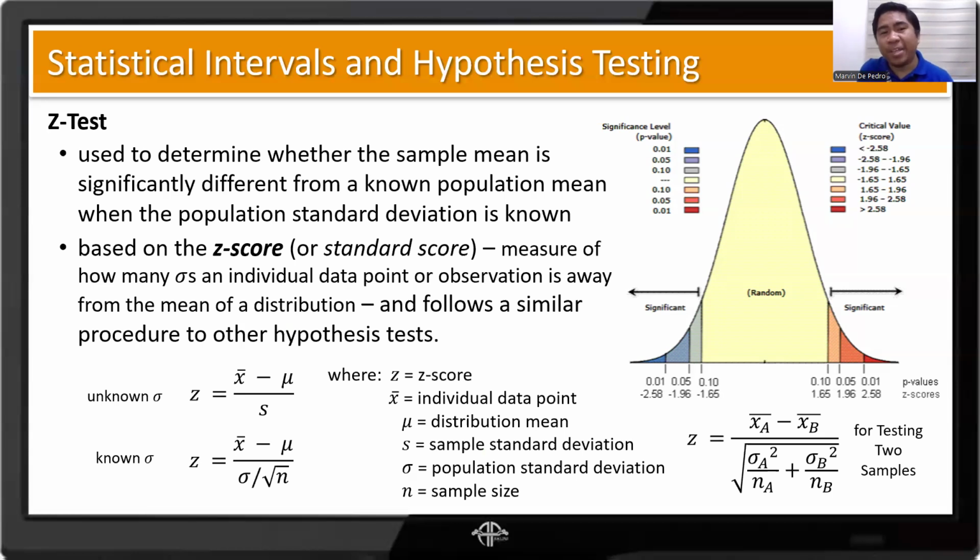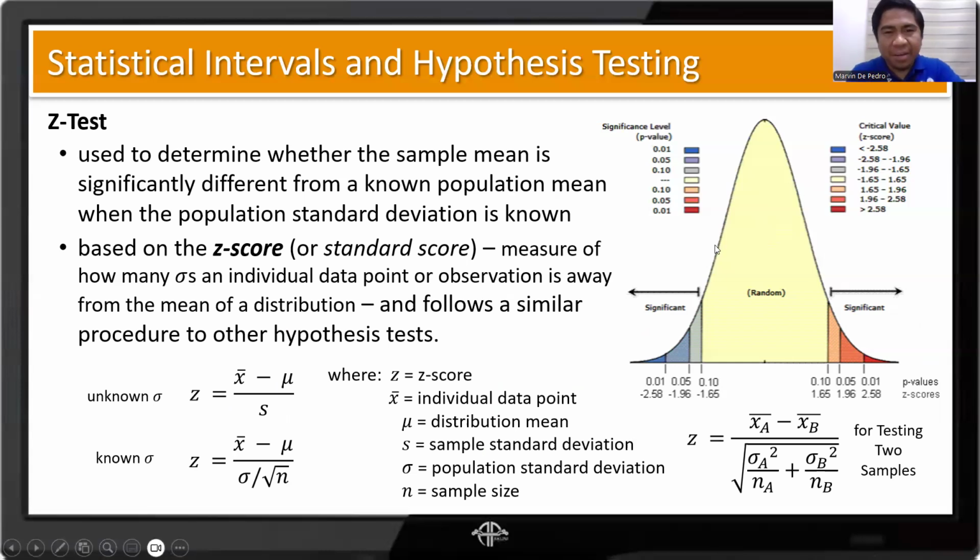It is a measure of how many standard deviations an individual data point or observation is away from the mean of a distribution. If the center is the mean, then the farther it is from the center, the higher the z-score. In other words, the higher the z-score, the farther it is from the mean, which means the closer it is to the left tail or the right tail, the closer it is to being rejected.